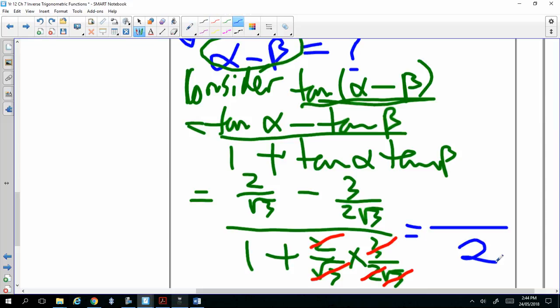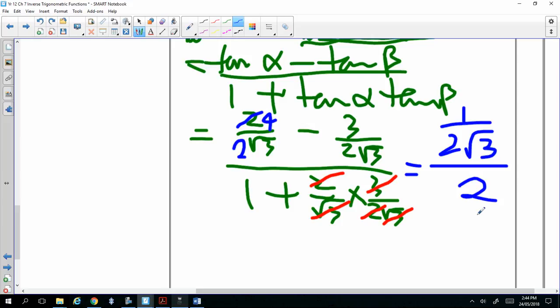I may have made a mistake. Oh, maybe it's deliberate. I forgot. Okay, anyway. So you get equal to 1 over 4 root 3.